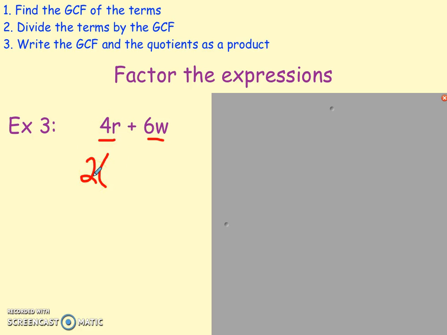4r divided by 2 is just 2r. 6w divided by 2 is 3w. By putting it in parentheses next to that 2, I've already done step 3. I've already written it as a product. Don't do this next part, but you can check by distributing that 2 to make sure it works. 2 times 2r is 4r. 2 times 3w is 6w. So if we redo the distributive property, it does give us that answer.